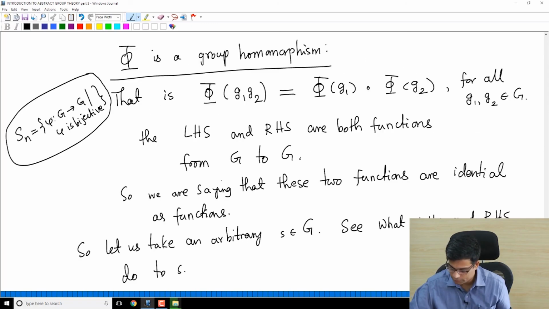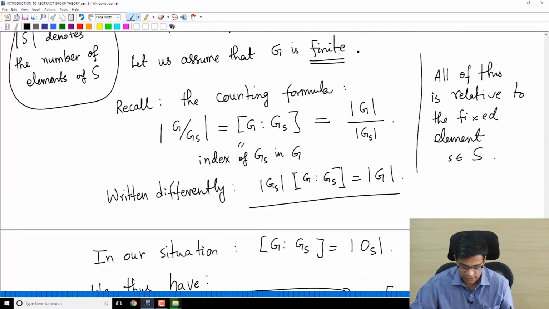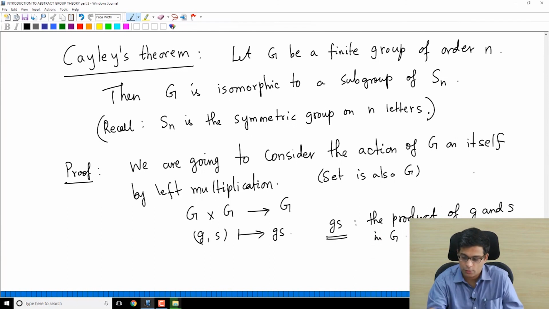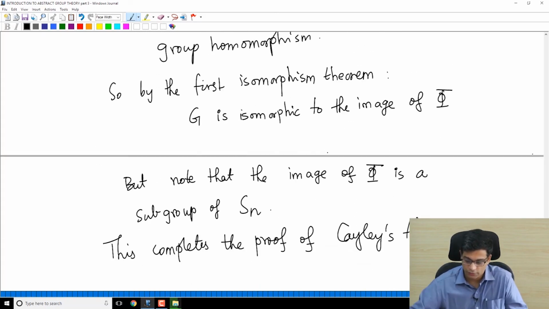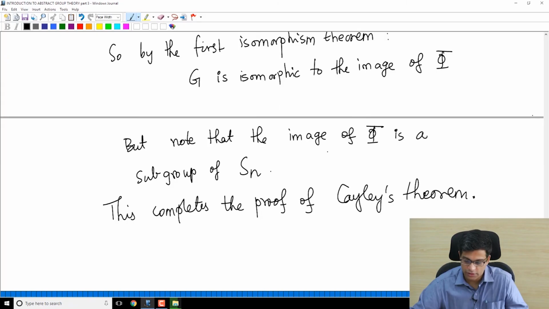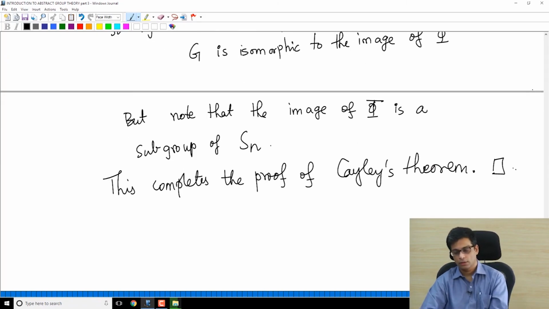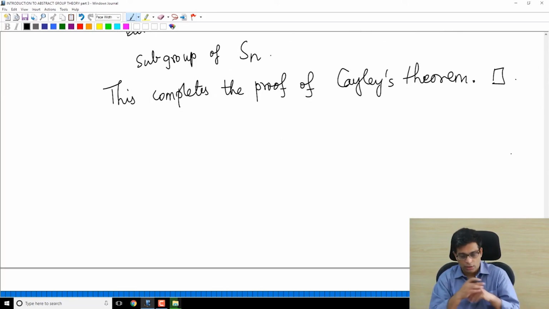Cayley's theorem says that if you have a finite group of order n, then it is isomorphic to a subgroup of Sn, which is exactly what we have just proved. G is isomorphic to the image of phi and the image of phi is a subgroup of Sn. So G is isomorphic to a subgroup of Sn. So this is Cayley's theorem, and this is a structural statement, not always very useful, and the reason that it's not always very useful is because Sn is a very complicated group.